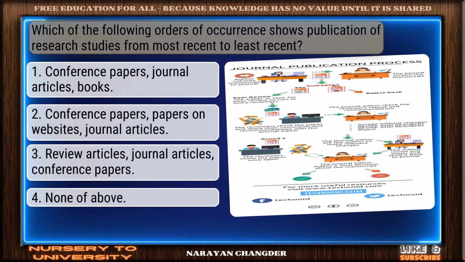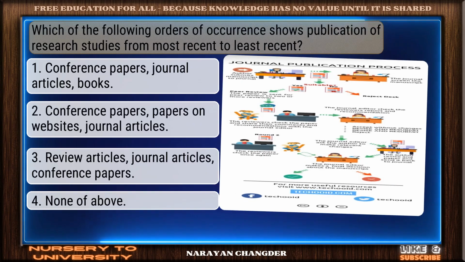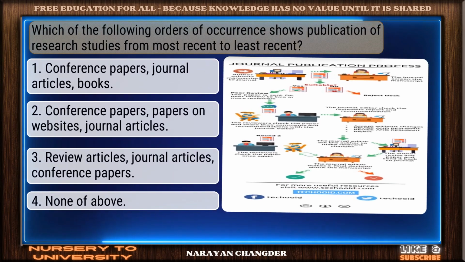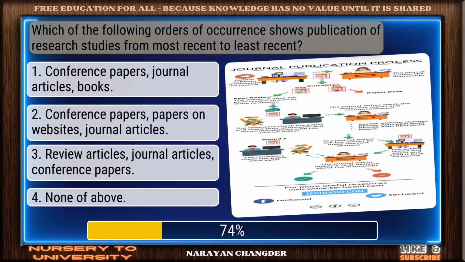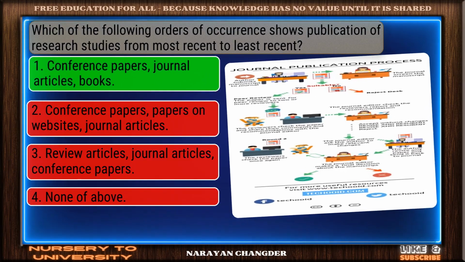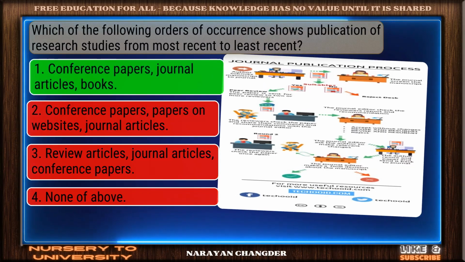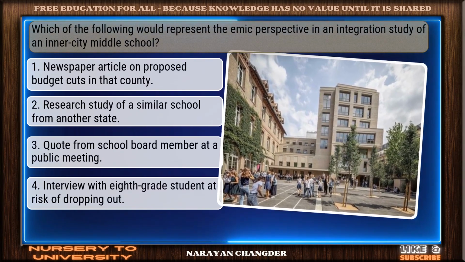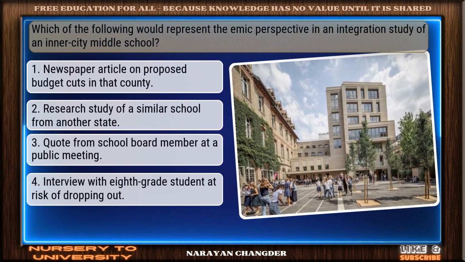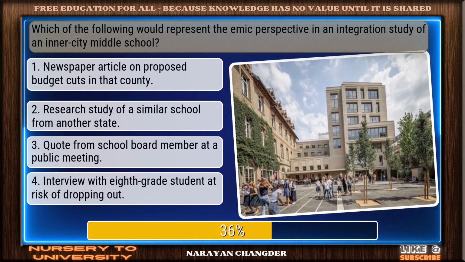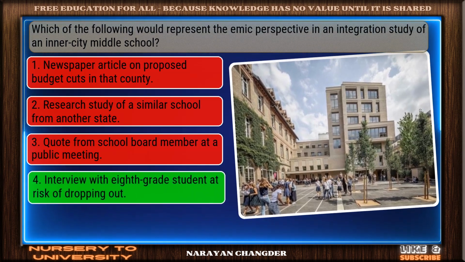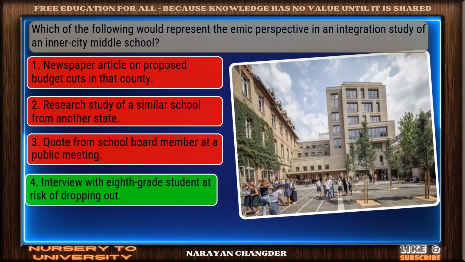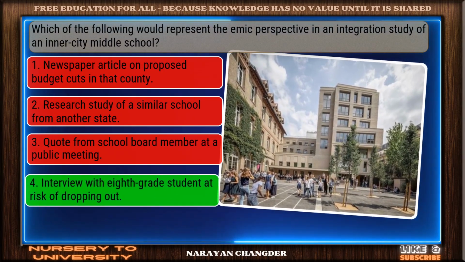Which of the following orders of occurrence shows publication of research studies from most recent to least recent? Nice work. You chose conference papers, journal articles, books, and it is correct. Which of the following would represent the IMIC perspective in an integration study of an inner-city middle school? Sharp thinking. Interview with 8th grade student at risk of dropping out is the right choice.